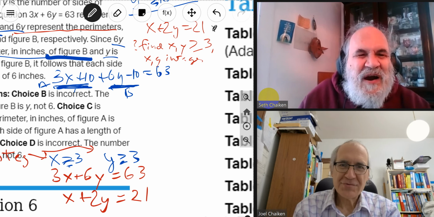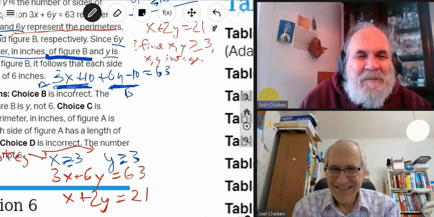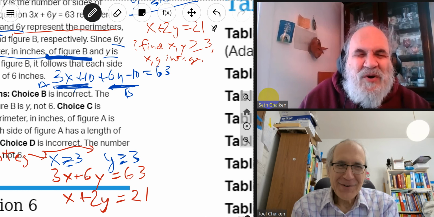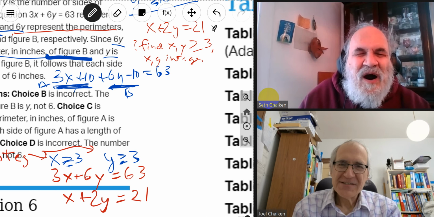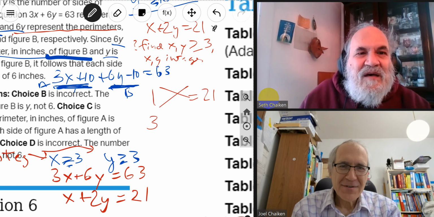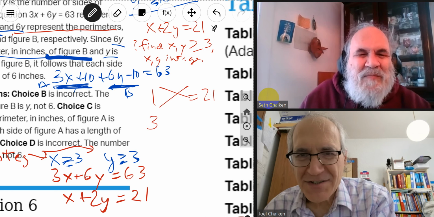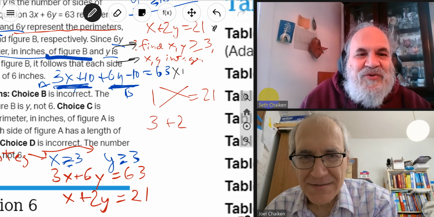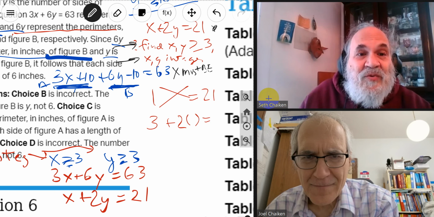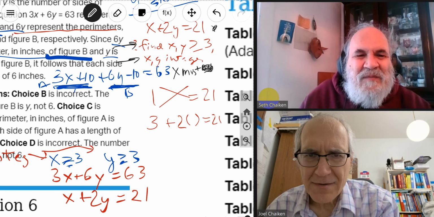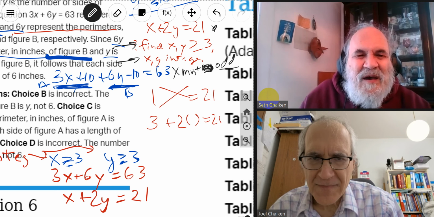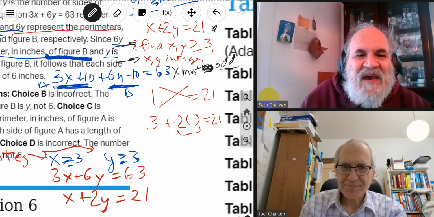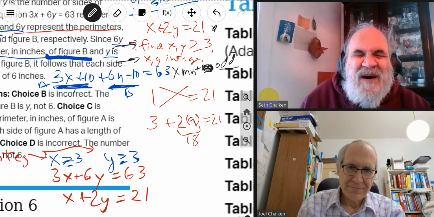Let's try if x equals 1. X can't be 1, that's no good. Could x be 2? No, because x has to be odd. Could x be 3? Let's see if 3 plus 2 times something equals 21 is possible. Yes, we could make this side 18, and so y could be 9.